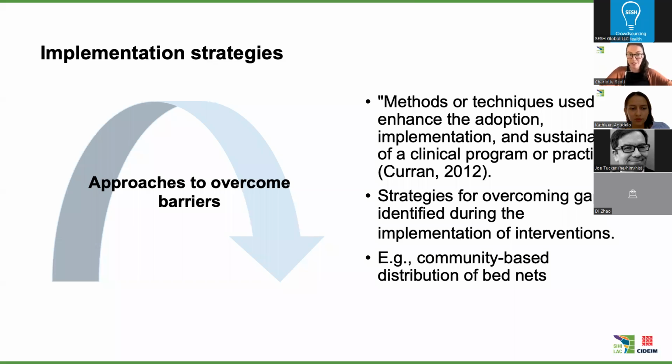So in a WHO document outlining a community-directed intervention for major health problems in Africa, they highlighted a community-based distribution program of insecticide-treated bed nets as a successful implementation strategy. So we'll now take a look here at the actual outcomes.